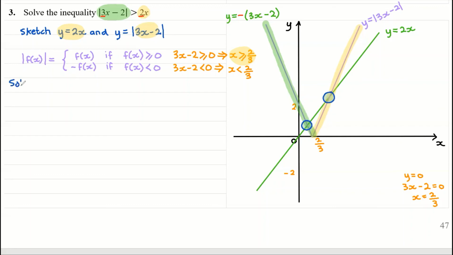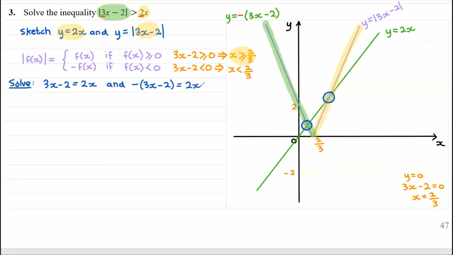So we're going to solve, and I know it's an inequality, but we'll just consider this as an equation first of all. So we're going to solve the equation 3x subtract 2 is equal to 2x. And for the negative branch, minus 3x subtract 2 is also equal to 2x.